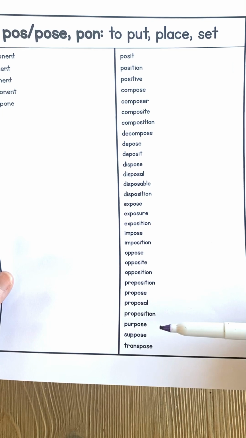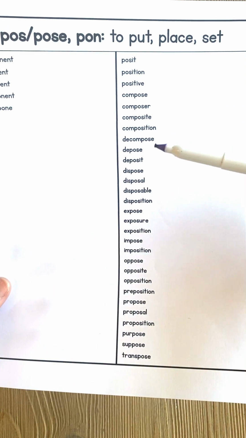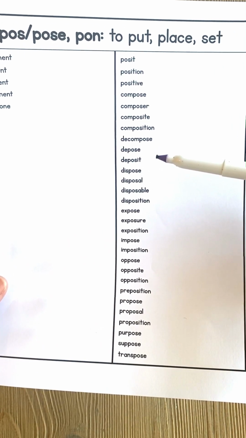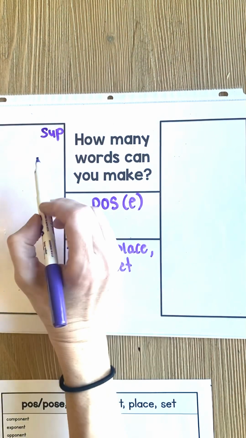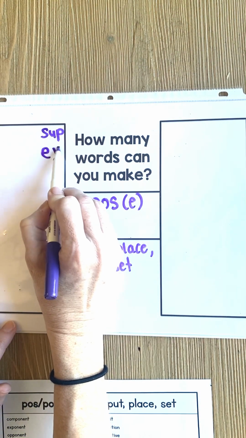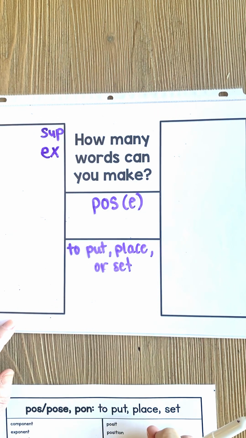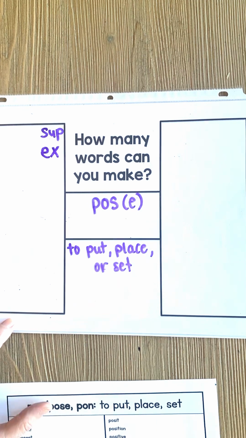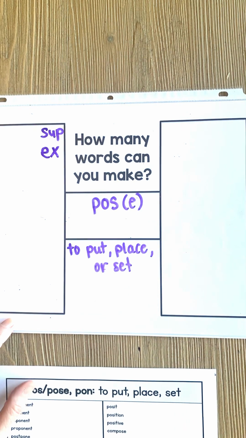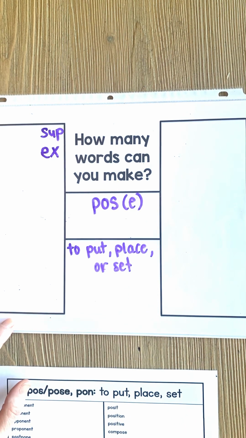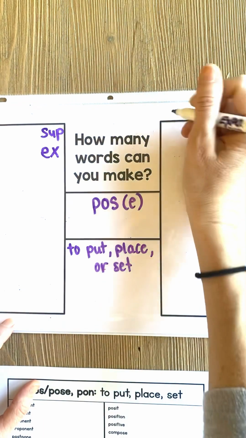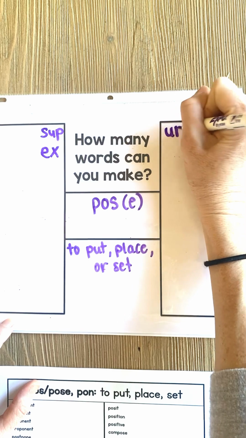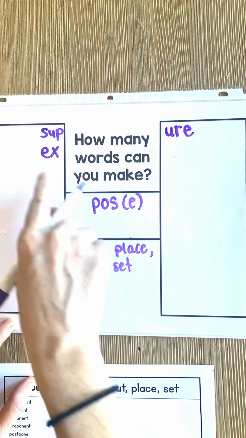So suppose is way down there, but then let's do expose. So it is prefix EX. And when you expose, you're putting something out, right? For anybody to see. So expose. And then when I look at the word exposure, that one's pretty self-explanatory. It's just URE, which is a suffix I've seen before, exposure.